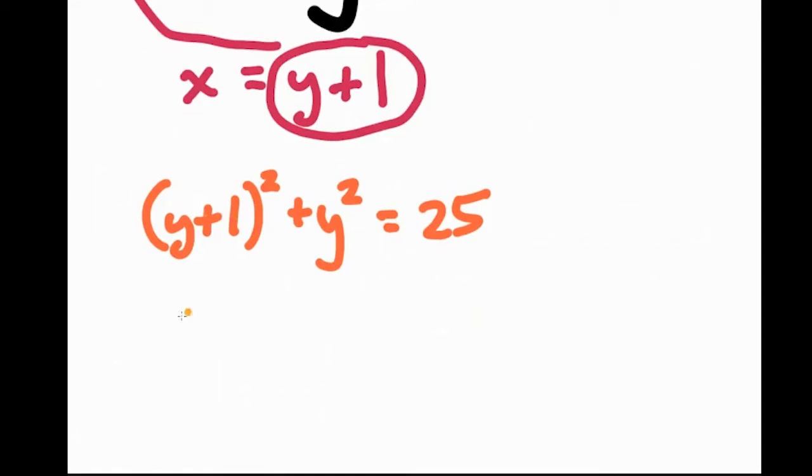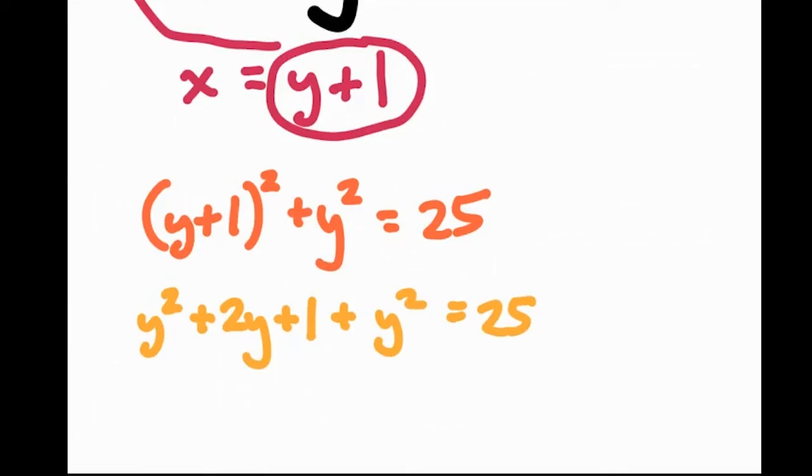I'm going to expand this out by, you can use the grid method. You should get y squared plus 2y plus 1 plus y squared is equal to 25. The rest of it's simplifying and using quadratic formula to solve for y. Once you're done with that, you have to solve for x using the x equation, which is right here. And you should get the answer.